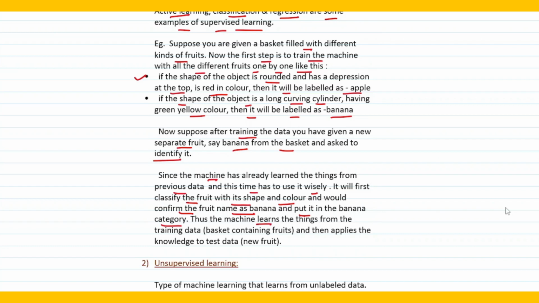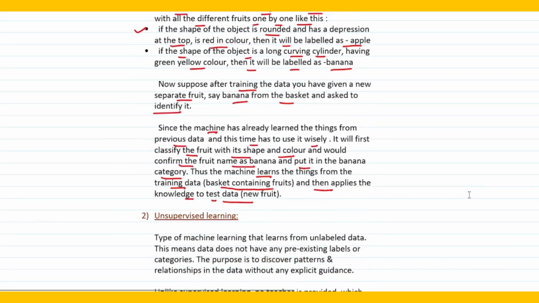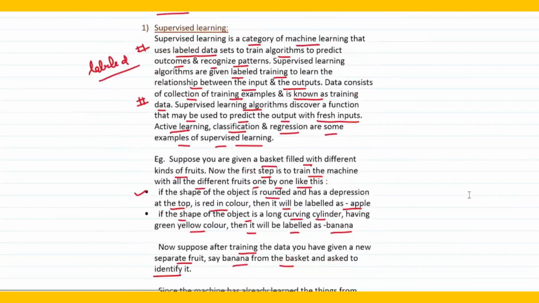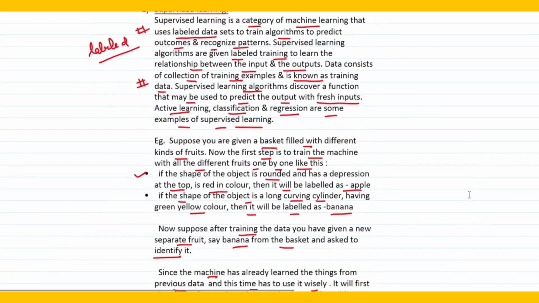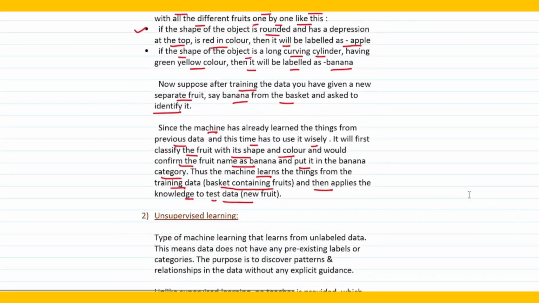Thus the machine learns from the training data, the basket containing fruits, and then applies the knowledge to test data. So the machine has learned the training data. What is that training data? Training data here refers to the basket. And then it applies the knowledge to test the data. What is the test data here? The test data is the new fruit, that is the banana. So supervised learning primarily talks about learning from labeled data.